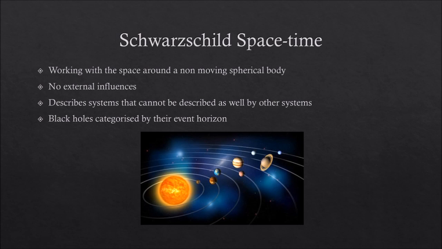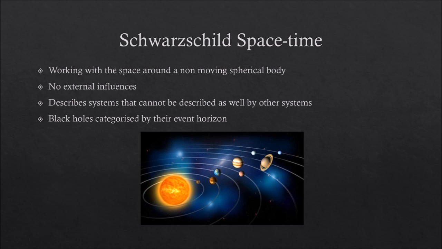So if we now look at Schwarzschild spacetime, we have bodies that are isolated in an otherwise empty space with no external influences. The Schwarzschild solution, representing the space outside of a spherical body, can be used to describe systems that cannot be described as well by other solutions. For example, the geometry of our solar system.